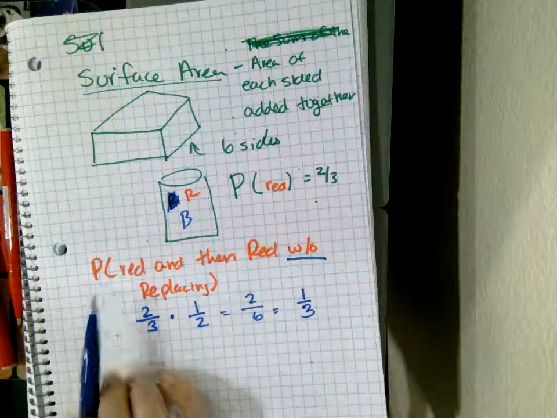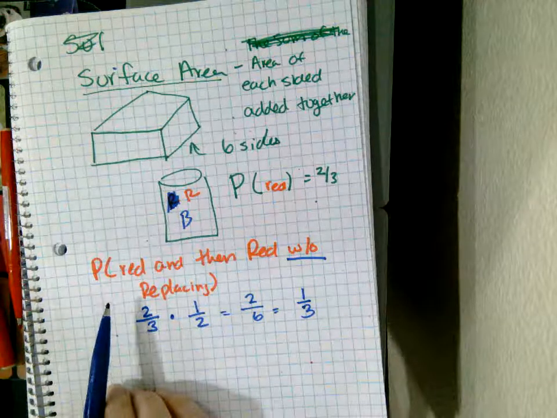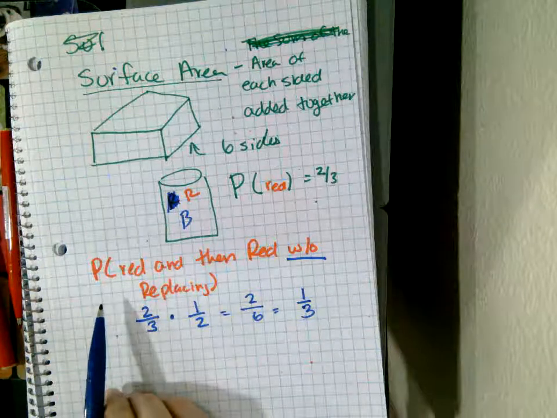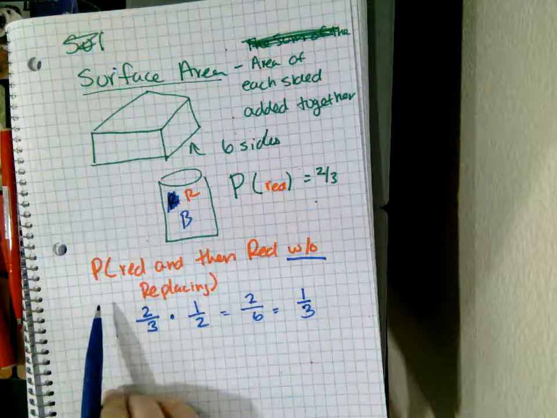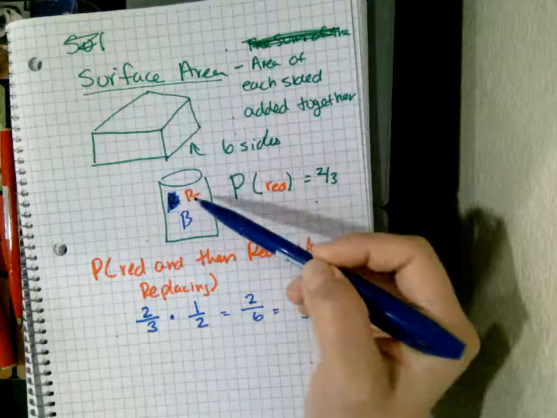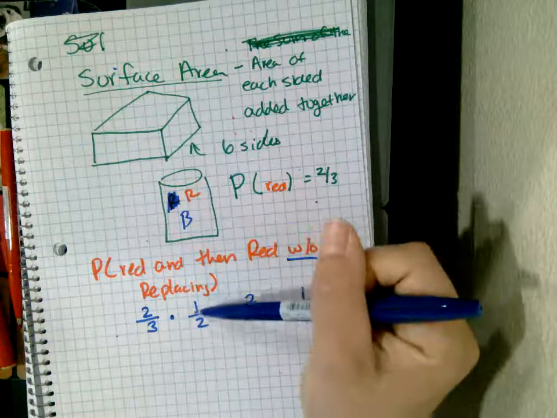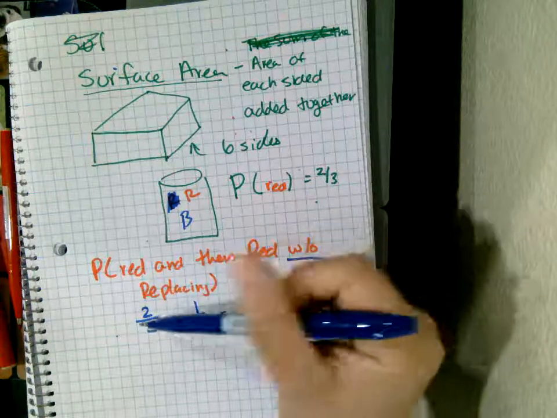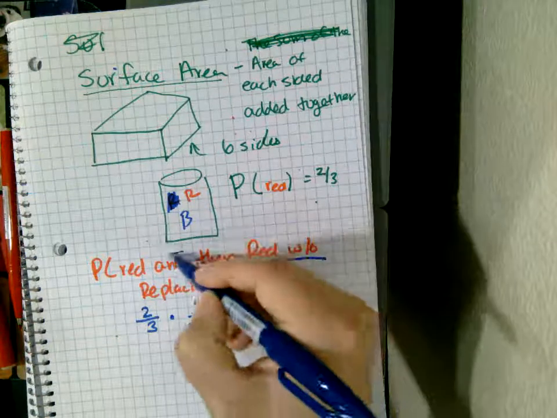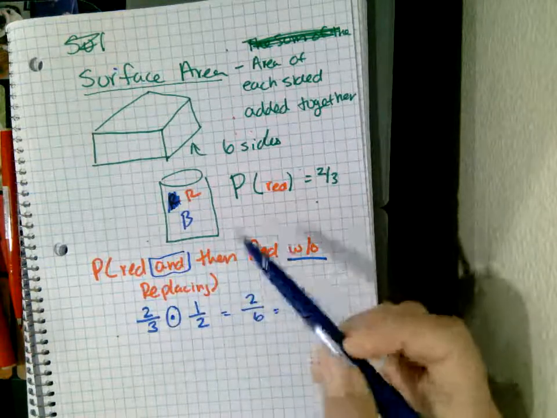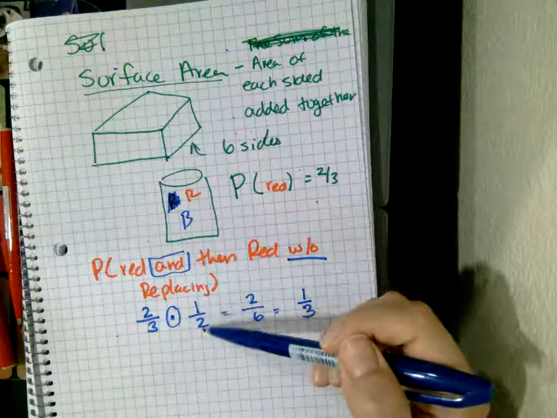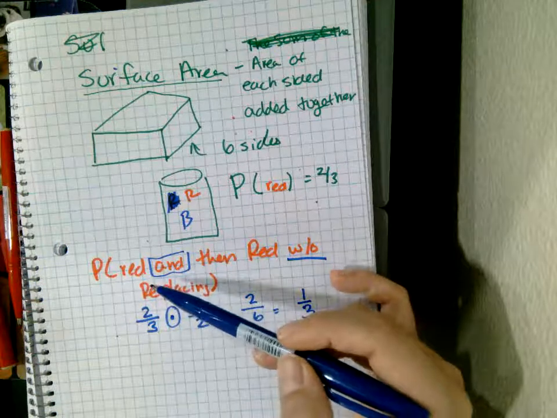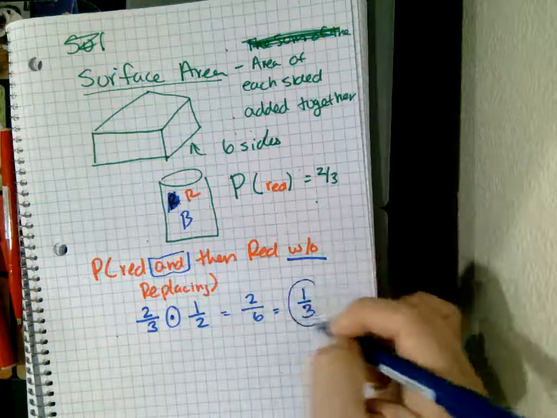The probability of me choosing red on the first draw and then not putting that red back, I gave it to another teacher. Now what's the probability of me going back in there and choosing a red again? Well, my probability drops down to 1/2 on the second draw. When you see the word and in probability, you're going to be multiplying. So the probability drops from 2/3 to 1/2, and the total probability of a red and then a red without replacing would be 1/3.